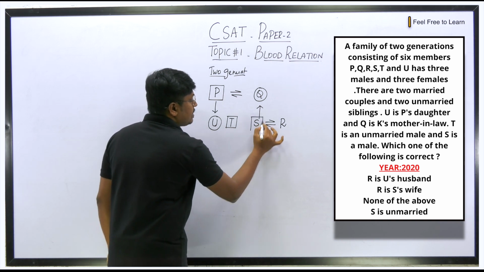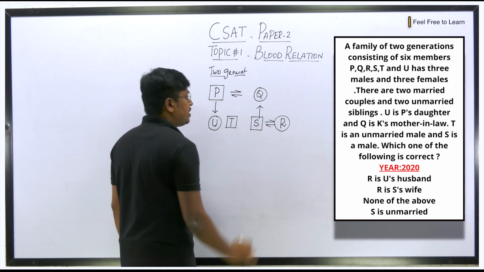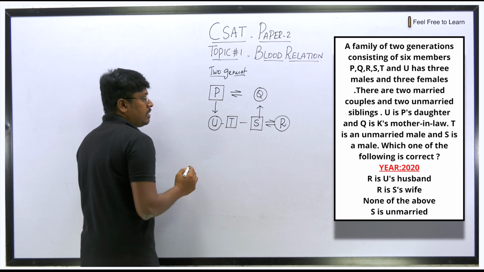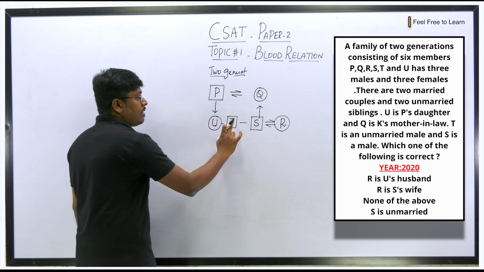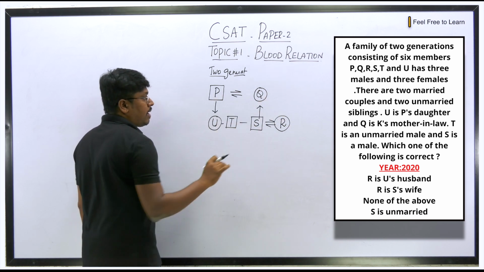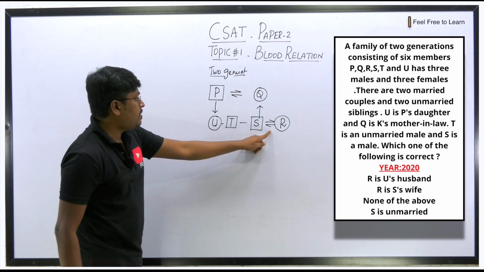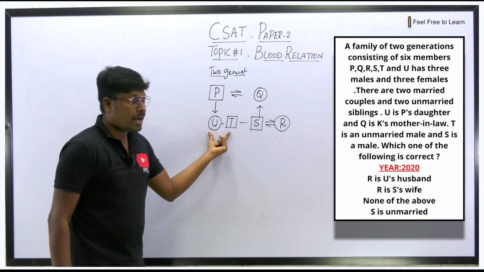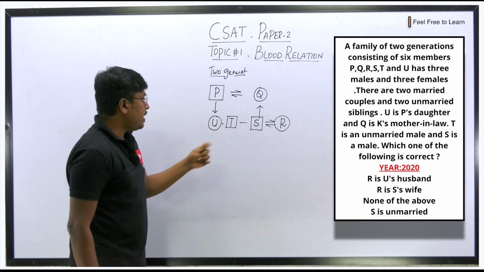So we can say S is a male, then R will be a female person. So these 3 will be brothers and sisters. So now we can say that T, S and P are male persons, and U, Q and R are female persons. You can see there are 2 married couples, and out of 3, 2 siblings are unmarried, and S is a male.